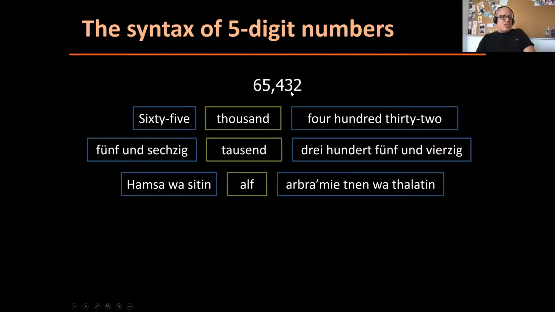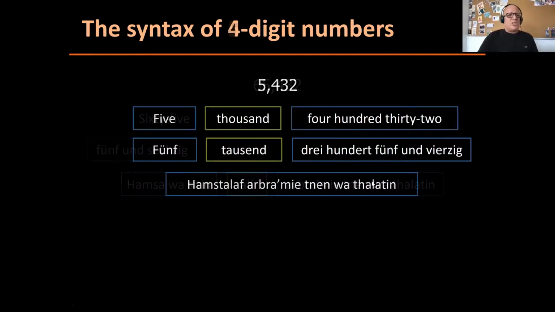If we look at 5-digit numbers, the syntactic structure of this number is pretty much the same in Arabic, German, and in English. We say basically the first triplet, and then the word 1,000, and then the number of the second triplet. So this is 65, the word 1,000, and the remaining part. It's the same thing in Arabic: khamsa wa sittin, which is 65, and then alf, 1,000, and the rest of the number. But in 4-digit numbers, the structure is different. In English and in German, we still have a structure similar to the 5 digits: the unit word, 1,000, and then the 3-digit number.